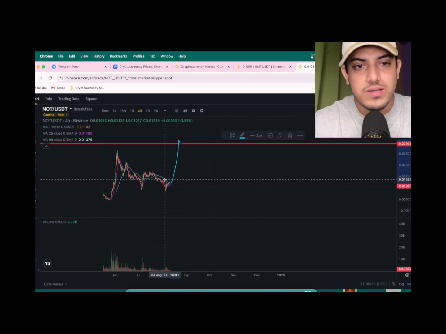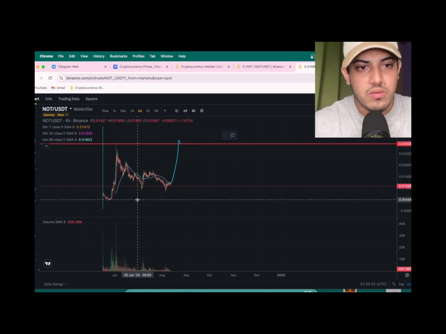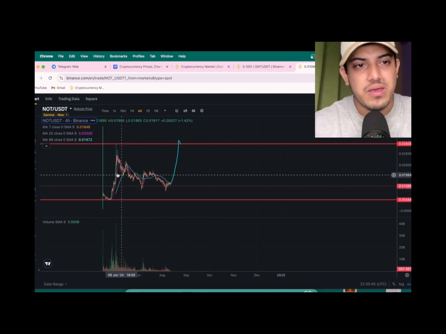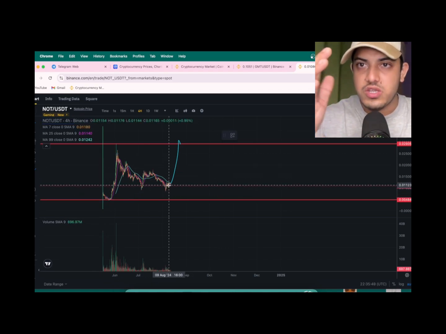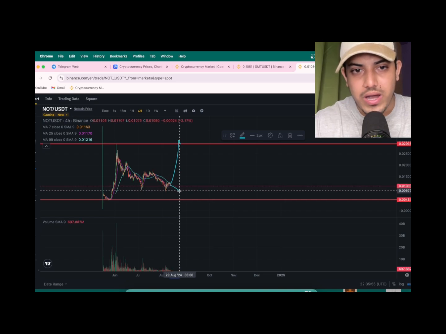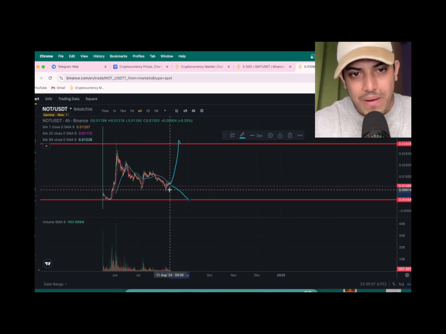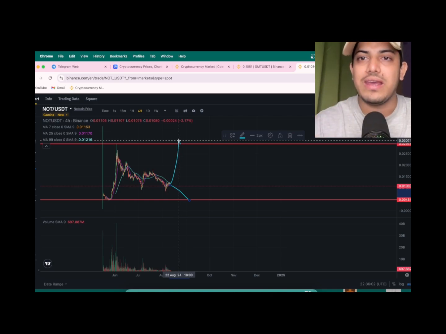The other way: if I draw a horizontal line, once it found the bottom, it already found it. Because the bottom it found, man. From this bottom it pumped 7x. So once price is back to that level, good to go. So either buy the dip or buy right after the breakout, if you genuinely want a legit way to make money in the market.